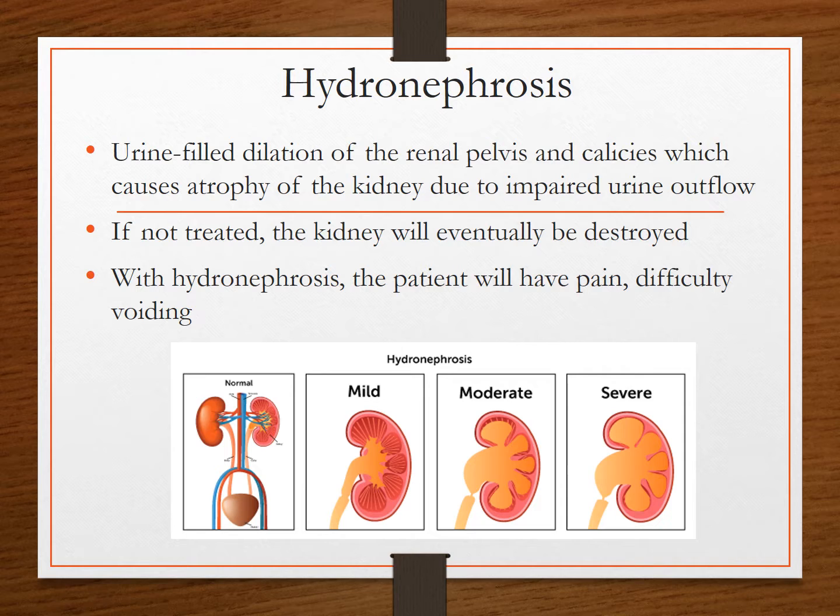And you can see here in the picture your normal urinary tract anatomy. The first picture is mild hydronephrosis. You can see a little bit of dilation of the renal pelvis and the calyces there, but of course much more with the moderate and the severe. And the kidney around the renal pelvis and the calyces starts to get smaller, or atrophy.